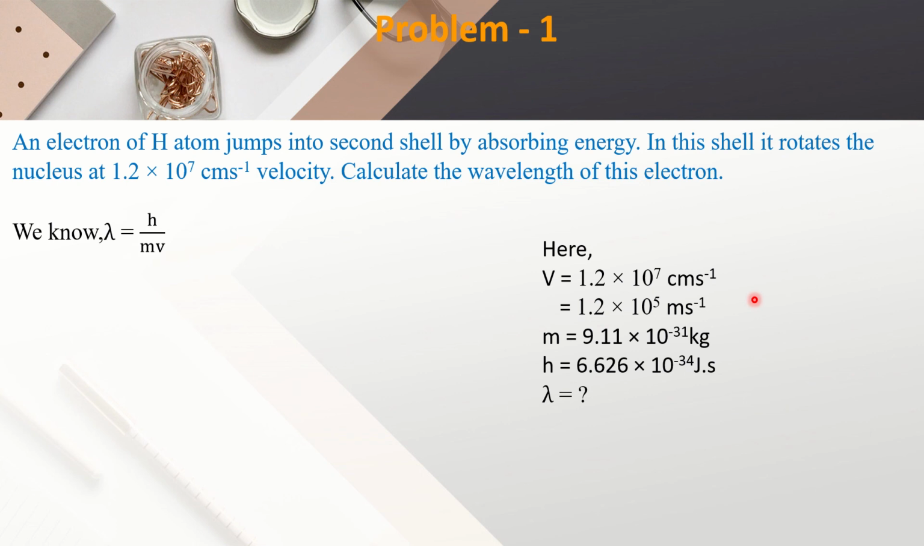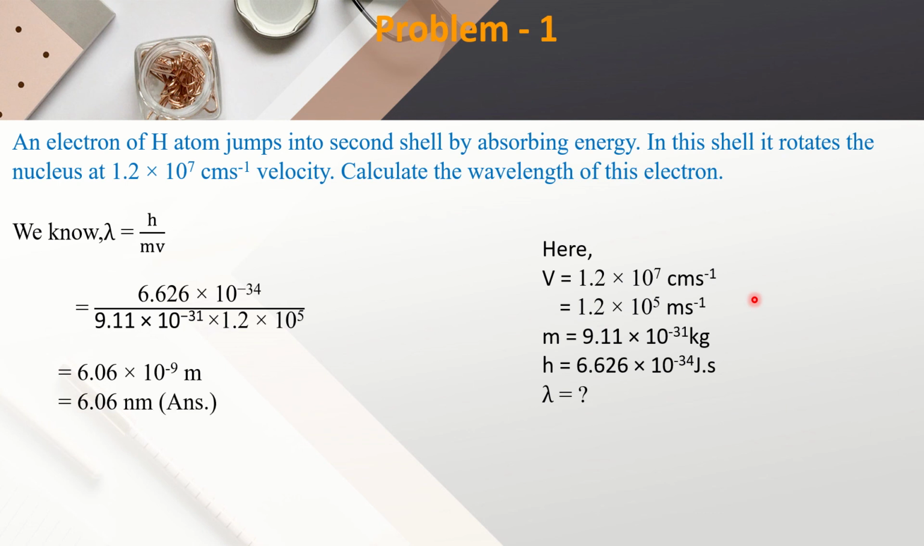Now we know from the de Broglie equation, lambda equals h by mv. So after putting all these values we get lambda equals 6.06 into 10 to the power minus 9 meter. Now I told you that it is better to convert the wavelength into nanometer. So we multiply by 10 to the power 9 and the result comes 6.06 nanometer.